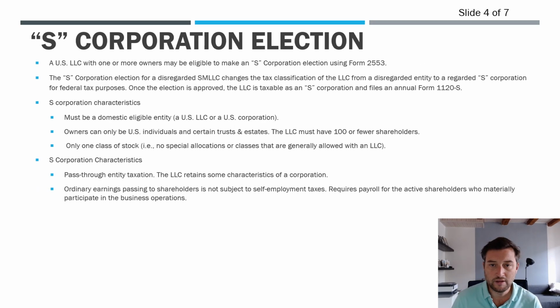Okay, so the S Corp election, very popular. A lot of S corporations these days. An S Corp election may be available to your U.S. LLC. An S Corp election is available for a disregarded single member LLC. So if you're a U.S. person, an individual, and you set up an LLC, you're the sole owner, you're likely going to be eligible to make an S Corp election, and that now changes it from disregarded status. So you had a single member disregarded LLC, and now you have a regarded LLC that's taxable as an S Corp.